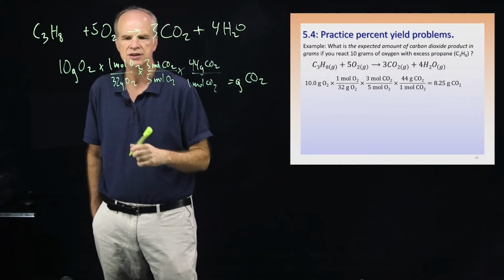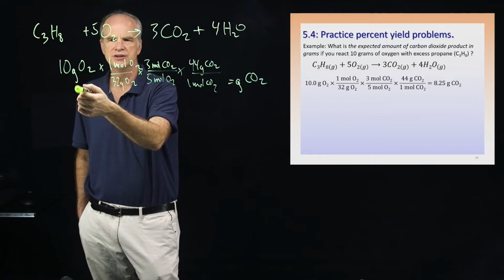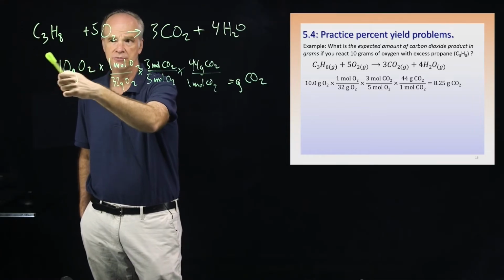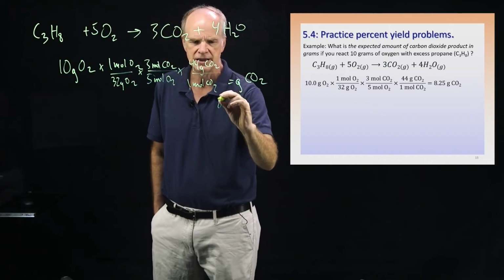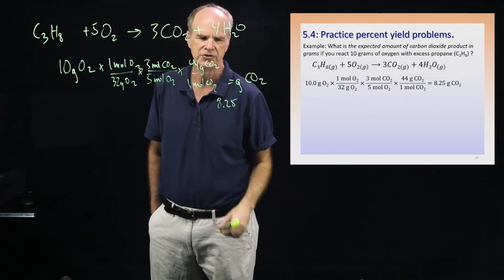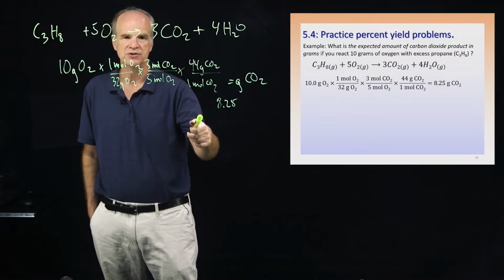and then if you do the math, what you'll find is if you start out with 10 grams of oxygen and you have an excess amount of propane here, in the end, your yield will be 8.25 grams of carbon dioxide. But here's the thing, this is a theoretical yield.